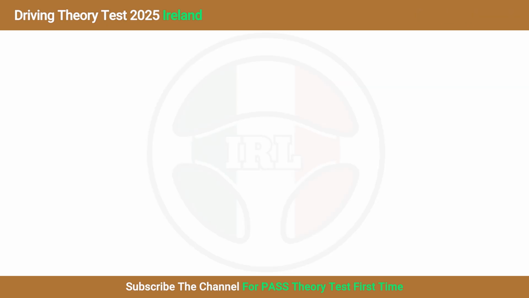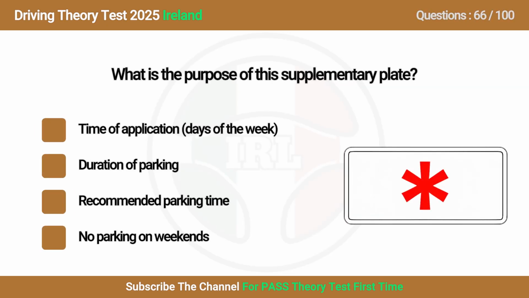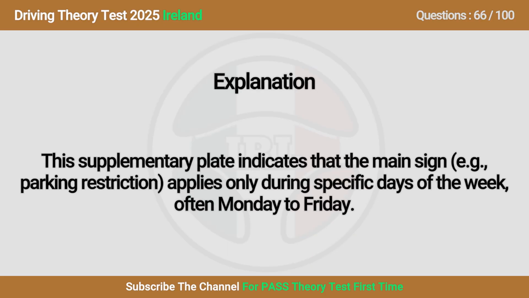Question 66. What is the purpose of this supplementary plate? A. Time of application, days of the week. B. Duration of parking. C. Recommended parking time. D. No parking on weekends. Answer is A. Time of application, days of the week. This supplementary plate indicates that the main sign, e.g. a parking restriction, applies only during specific days of the week, often Monday to Friday.